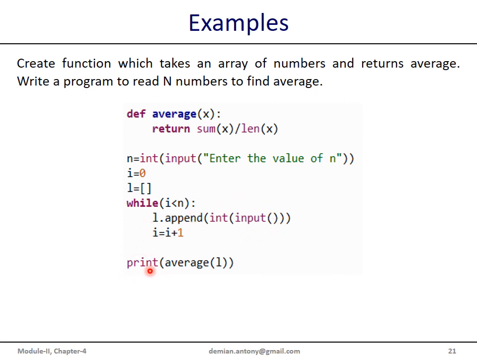And finally you can print the average by making a call to the function average. You can see we are using the function reference as an argument to the print function, which is a built-in function, where L is the list that is being passed to the function. This is how you can write code to solve this simple problem.